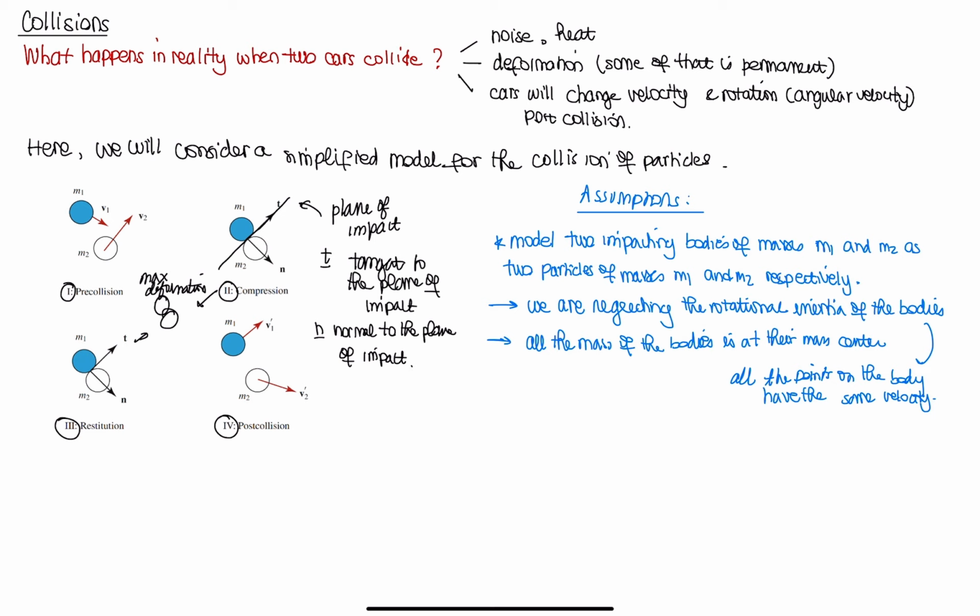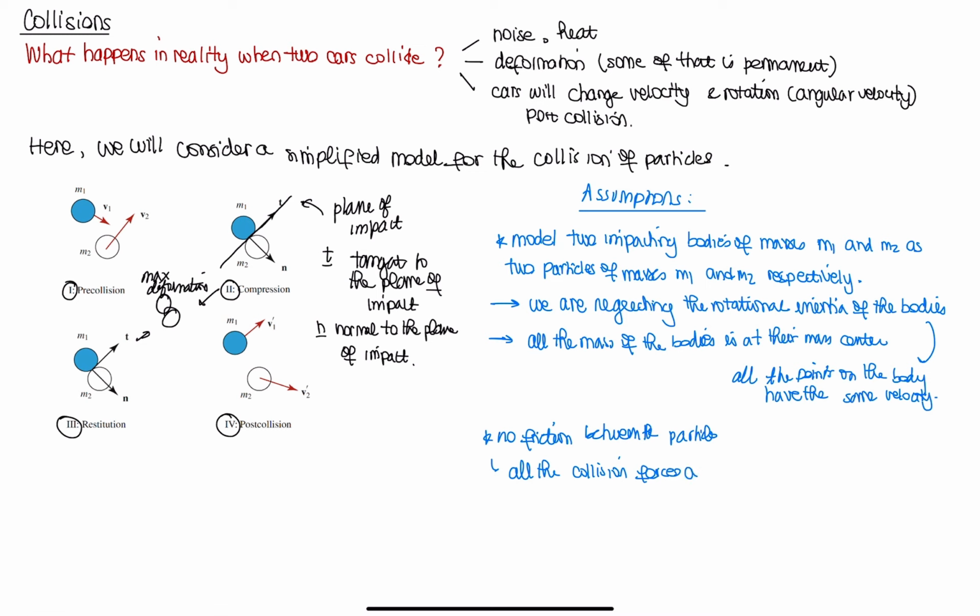Okay? Another assumption we're going to add is that during collision, all the forces acting on the particle are going to be along the normal direction. So basically there is no friction, no forces along the tangential direction, no friction between the particles. All the collision forces act along n, the normal direction.